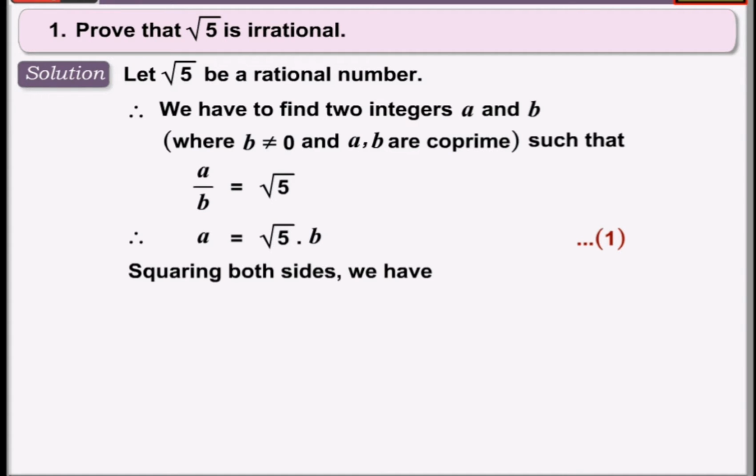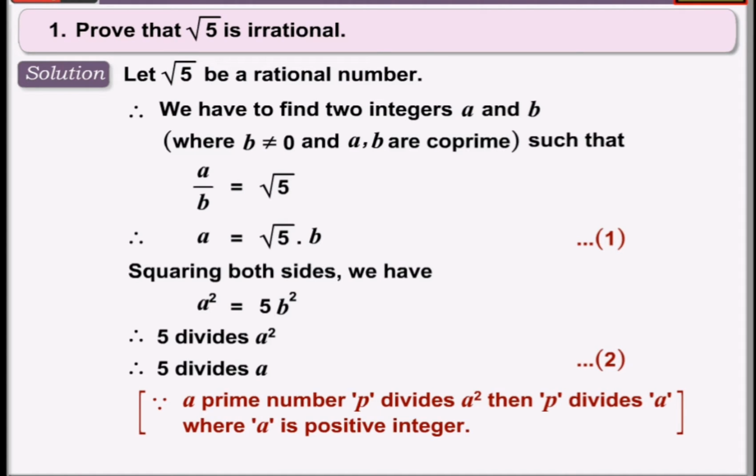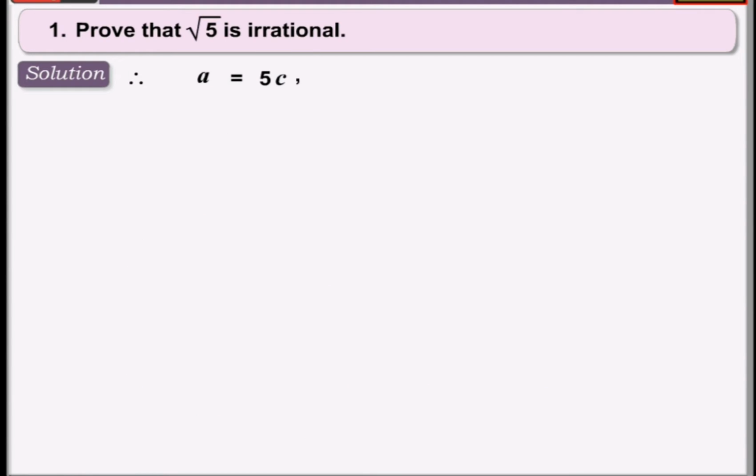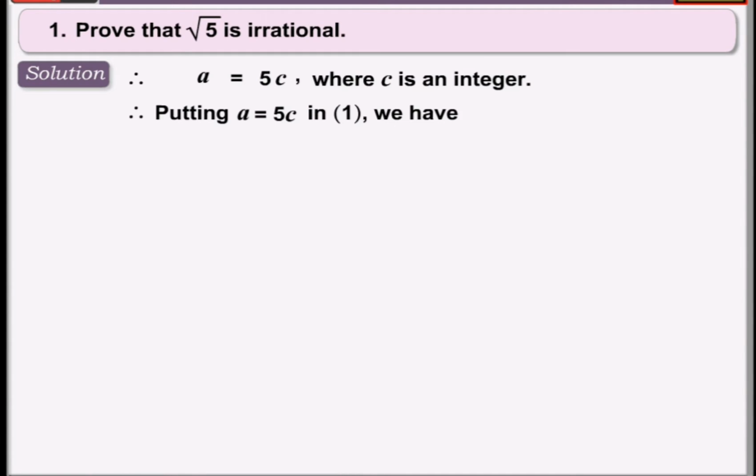Squaring both sides, we have a square is equal to 5 into b square. Therefore, 5 divides a square. So 5 divides a. Let us put it as 2. Since a prime number p divides a square, then p divides a, where a is a positive integer. Therefore, a is 5c, where c is an integer.